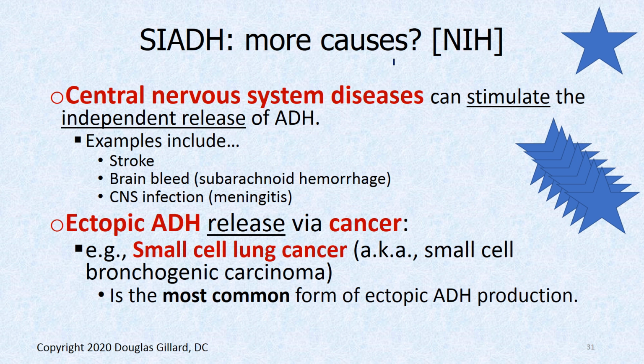Some central nervous system diseases, like following patients who've had a stroke, are prone to over-release ADH. People with subarachnoid hemorrhage tend to over-release ADH. Meningitis patients tend to over-release ADH and develop SIADH. There are nasty tumors, so small cell lung carcinoma, sometimes called small cell bronchogenic carcinoma. That is the most common form of ectopic release of ADH. So that's another one. I mean, these are not all good things.